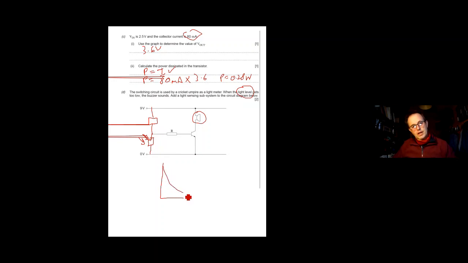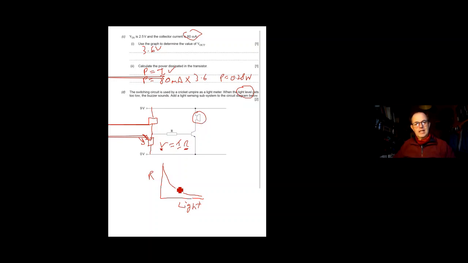Just a quick reminder. The shape of an LDR, light dependent resistor, is that the resistance is high when it is dark. So if it is dark, that R is a big value, which would mean that you've got a big voltage. So big voltage is going to turn that transistor on. So basically, it's going to give you a warning, right?